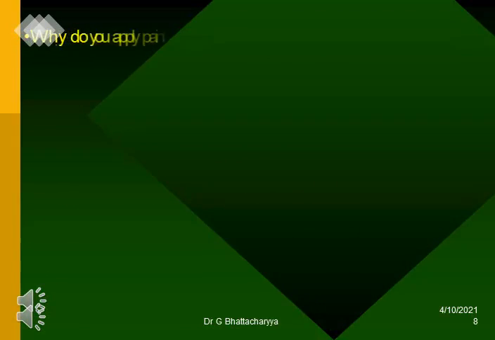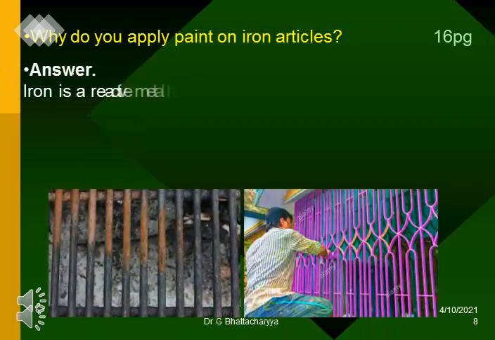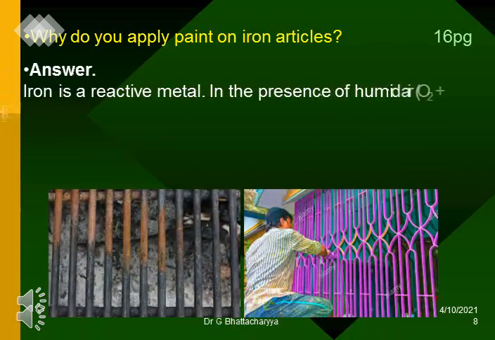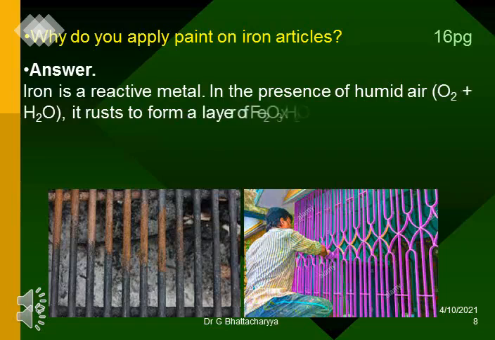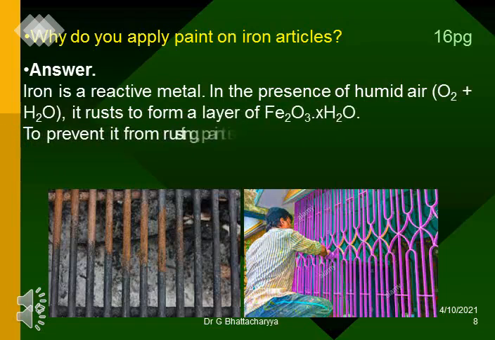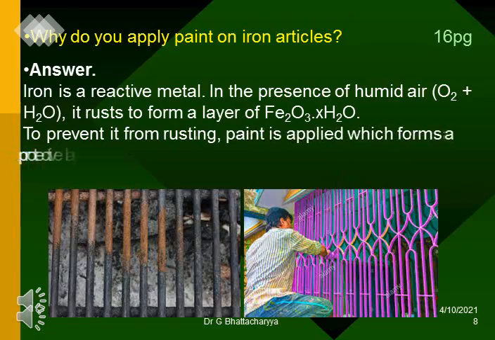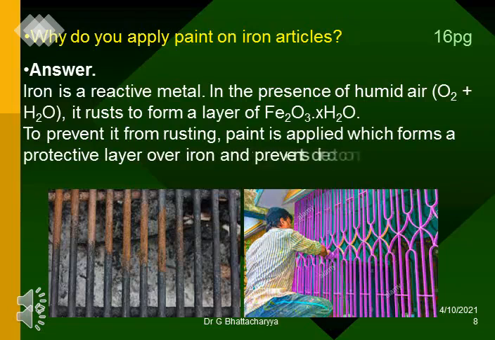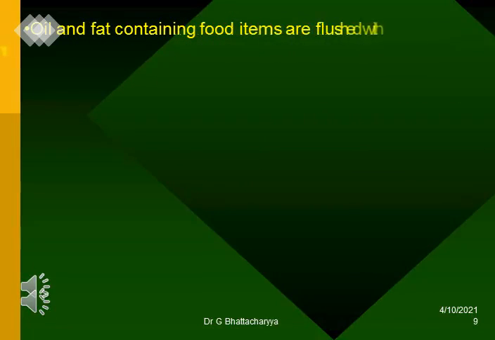Why do you apply paint on iron articles? Iron is a reactive metal. In the presence of humid air, O2 plus H2O, it rusts to form a layer of Fe2O3 and H2O. To prevent it from rusting, paint is applied, which forms a protective layer over iron surface and prevents direct contact of air and water. Oil and fat containing food items are flushed with nitrogen.